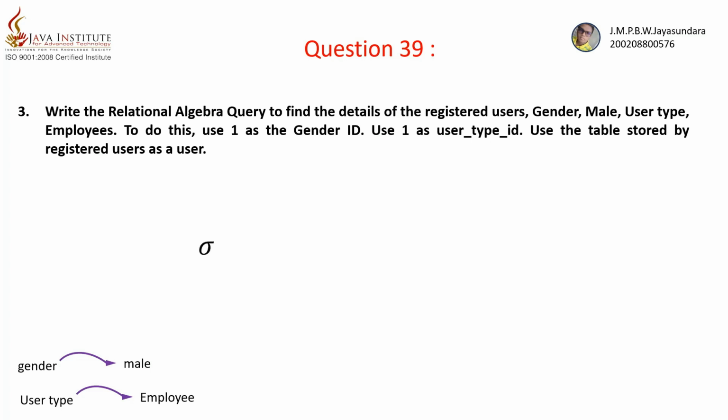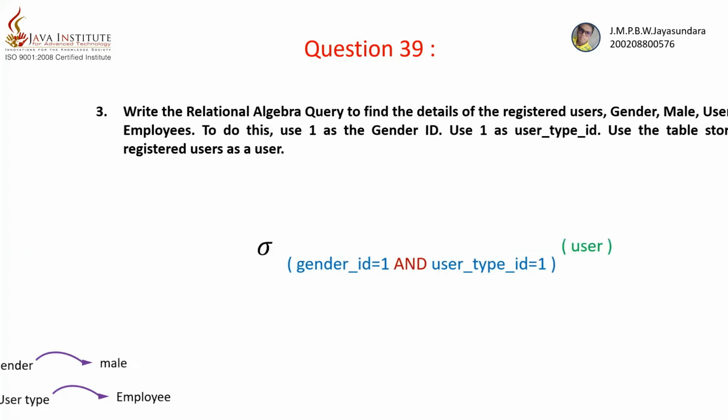First we need to use the selection. After that we can insert the condition. Since in this example they have given us two conditions, the first one is gender ID equal 1, and then the second one is user type ID is equal 1. So in here we have inserted gender ID equal 1, and because we are inserting two conditions we have used the AND keyword, and then we have used user type ID equal 1. After that we have inserted the relation. In this case the relation name is user.